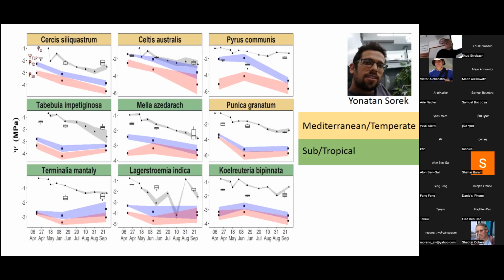When it comes to the tropical or subtropical species, only 2 out of 5 change their xylem vulnerability throughout the season. And again, I'm showing you here that if I would have taken the P12 and assumed it not to change throughout the season, I would get to cavitating values. So I think it's a bias to look at one point of the season and assume it's valid for the whole season.